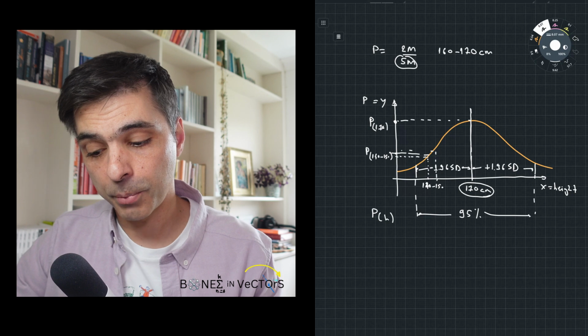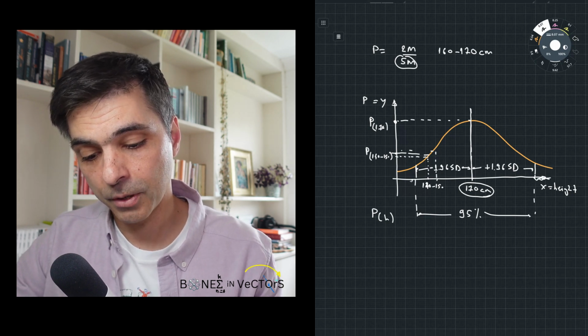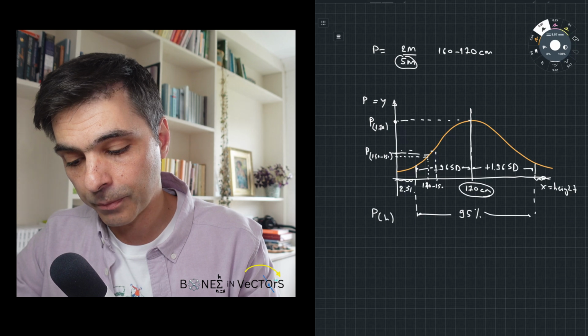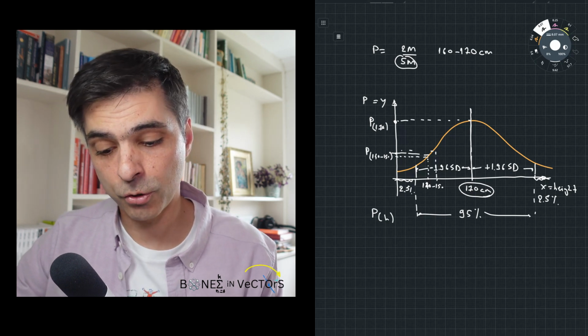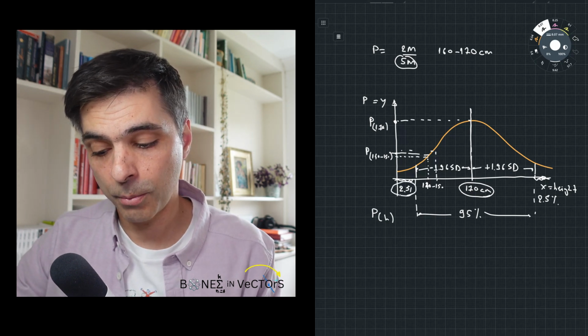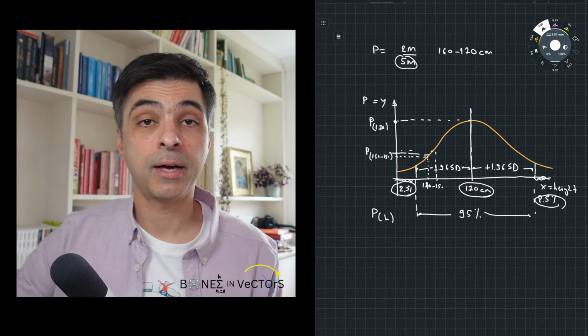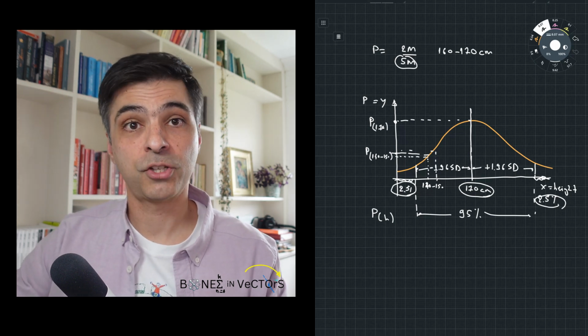The other 5% is here. So this would be 2.5% of measurements, and this would be another 2.5% of measurements. And these measurements here, we call them extreme. So these people that have these heights here are extreme possibilities, extreme values.